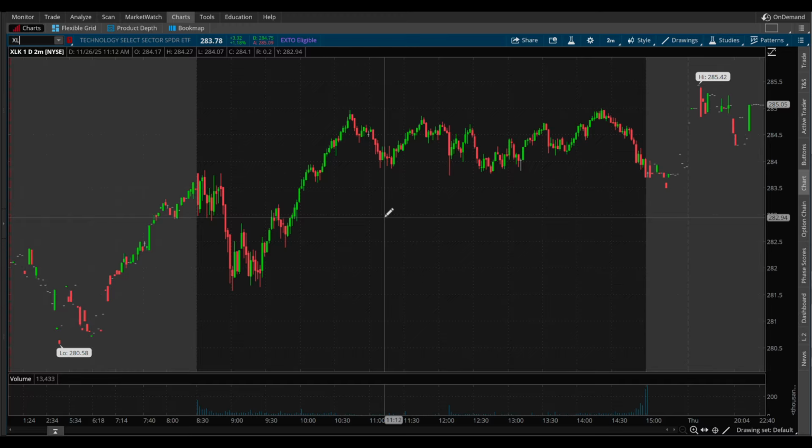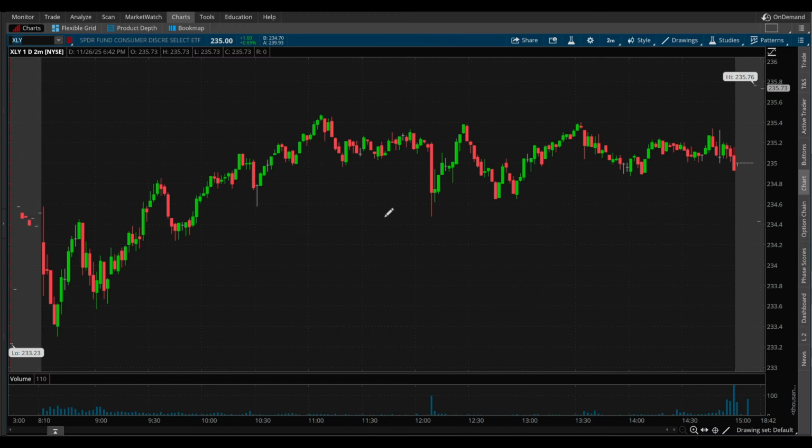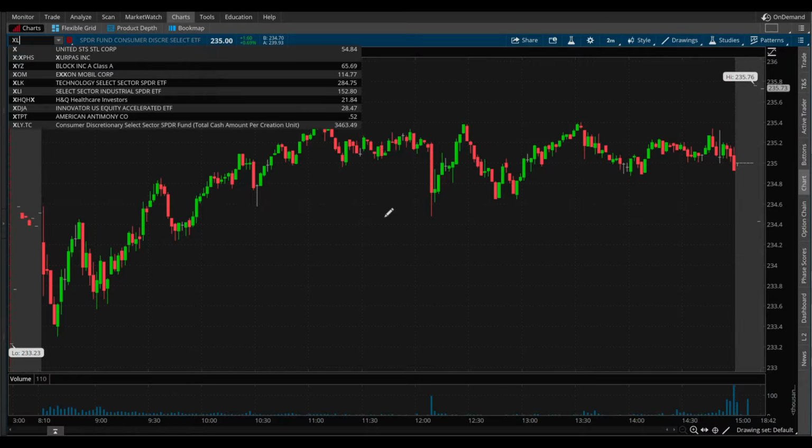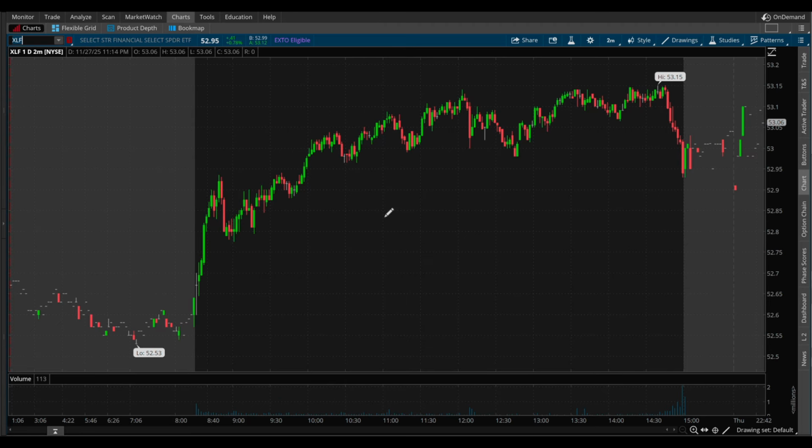And then XLY, for example, is going to focus on consumer discretionary. Now under this ETF, the benefits are from economic expansions and rising income, and in many ways it's also a measure of consumer confidence. XLF, on the other hand, is going to focus on financials. So you can look at the ups and downs on interest rate cycles, and you can analyze any type of banking stability under this ETF.